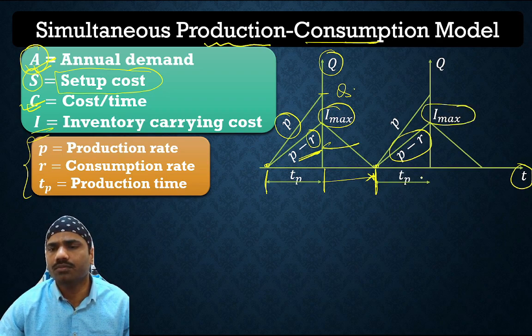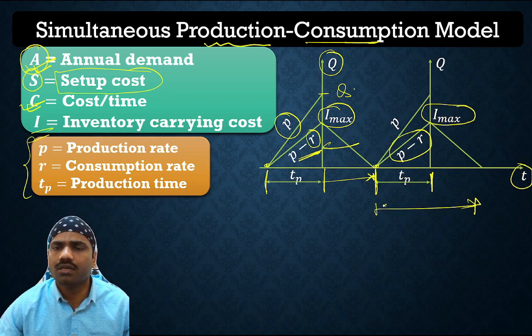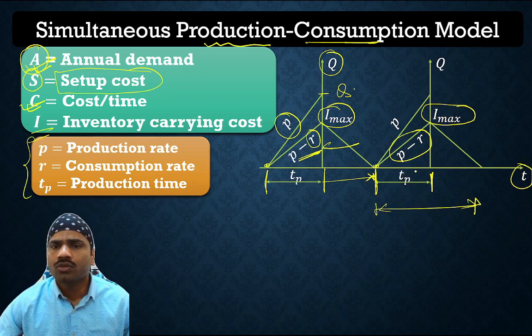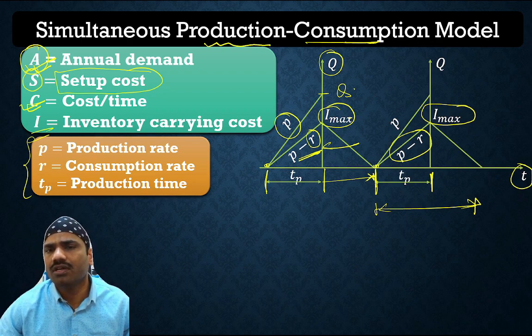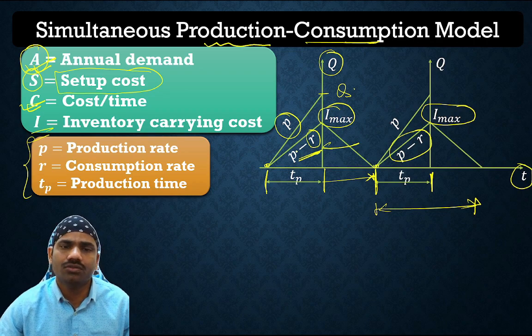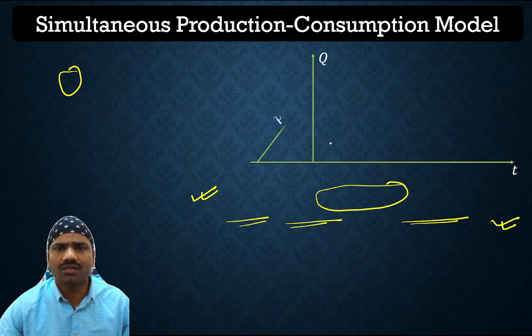Again we have the production time, during which we produce the quantity, and we repeat the same thing. So this cycle is repeated periodically. This is a simple diagram, a plot between quantity and time. The maximum inventory we get is I max, because of the production and the consumption rate. The production rate minus the consumption rate stores the inventory, and the maximum inventory is I max.